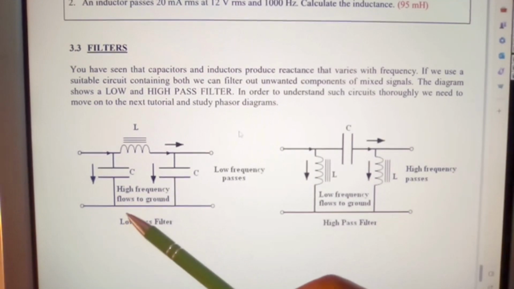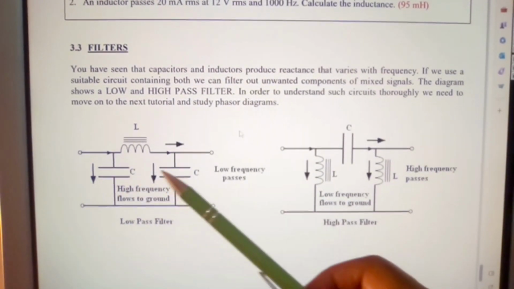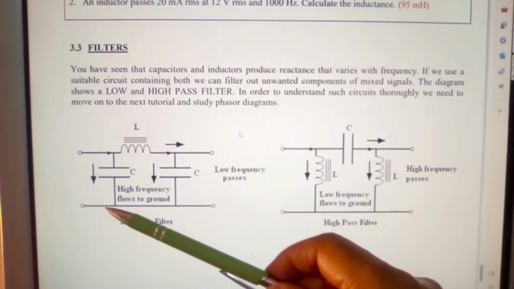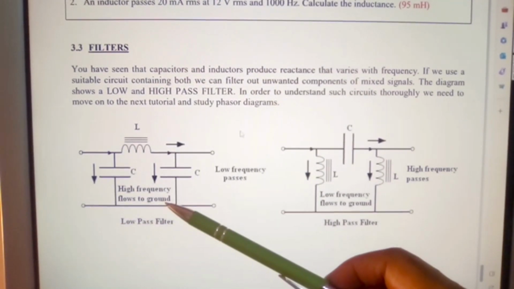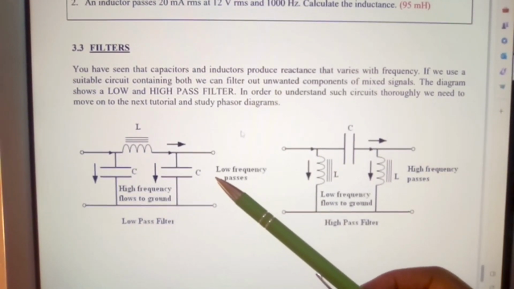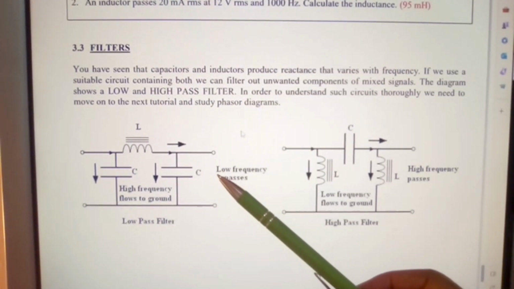High frequencies go down to ground. So we have our inductor here. We have two capacitors. The two capacitors will short circuit all high frequency to ground. That maintains our low pass filter, and it will low pass filter at our given frequency.